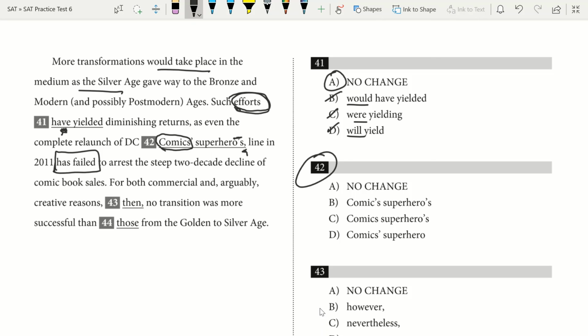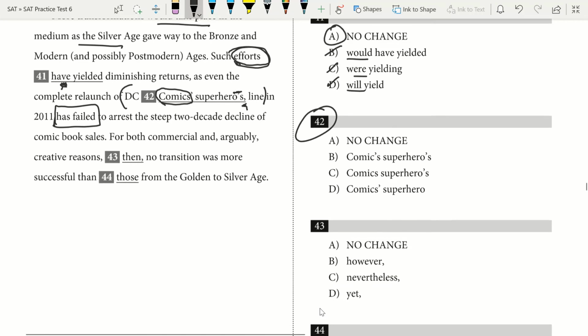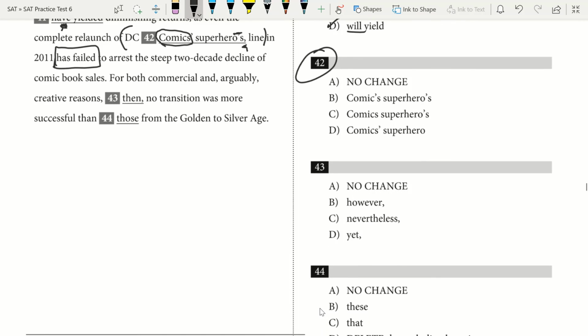So we have, such efforts have yielded diminishing returns as even the complete relaunch of DC Comics' superhero line in 2011 has failed to arrest the steep two-decade decline of comic book sales. So we see that we don't need that comma there, right? It's all one thing, DC Comics' superhero line. That should all be together. It doesn't have to be split up at all. So we go ahead and check. We get rid of everything with an apostrophe by that S of superheroes. So that's going to be A, B, and C. So just off that, if you knew that, you would know it had to be D. But it's also just good to know we don't need that comma at the end. So the answer is going to be D there.